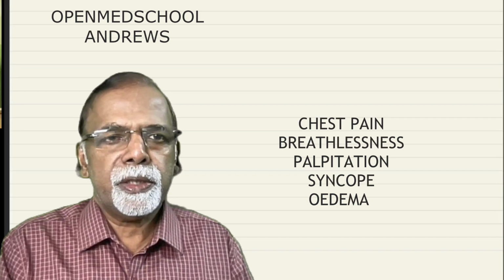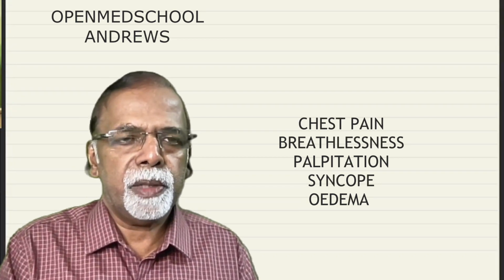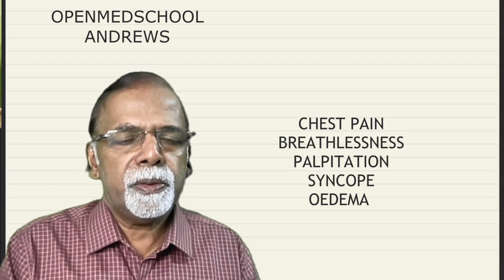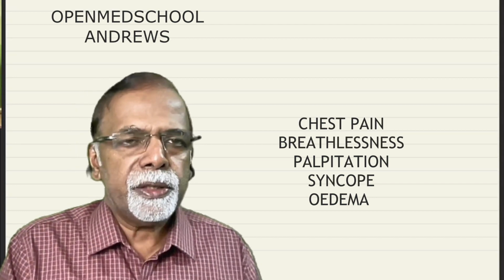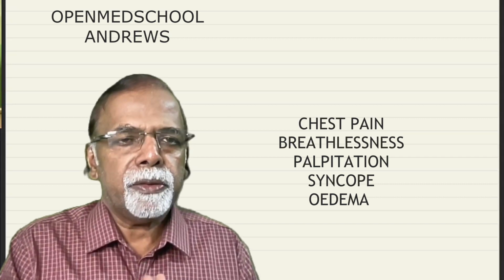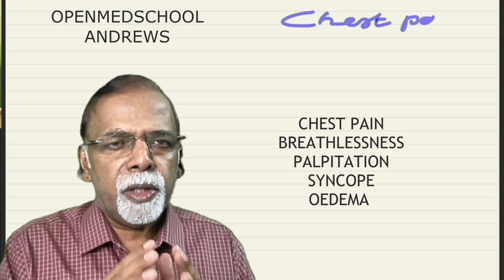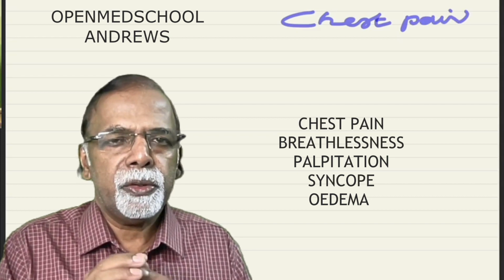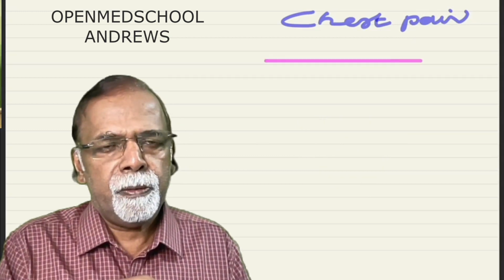In the last session, we have discussed the major cardiac symptoms, that is chest pain, breathlessness, palpitation, syncope and pre-syncope, and peripheral edema. Today, we will discuss chest pain of cardiac origin. Chest pain of cardiac origin is due to myocardial ischemia produced due to narrowing of the coronary arteries.